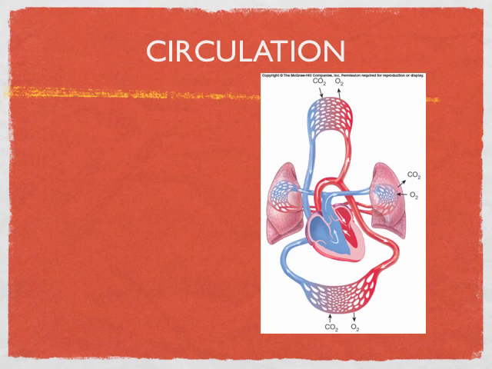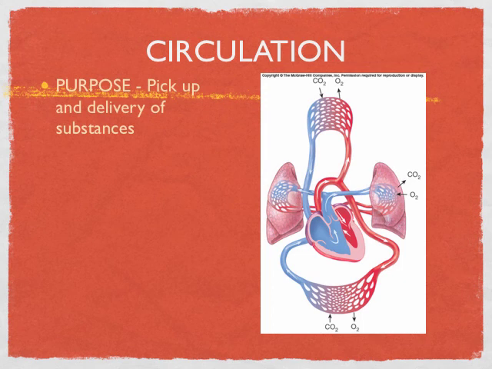You'll remember that the whole purpose of circulation is the picking up and delivering of substances. We often think in a more focused way of blood pressure and of blood moving through arteries and veins, but all of this pressure, all of these tubes that lead to and from the heart are really there for one larger purpose, which is the picking up and delivery of substances.